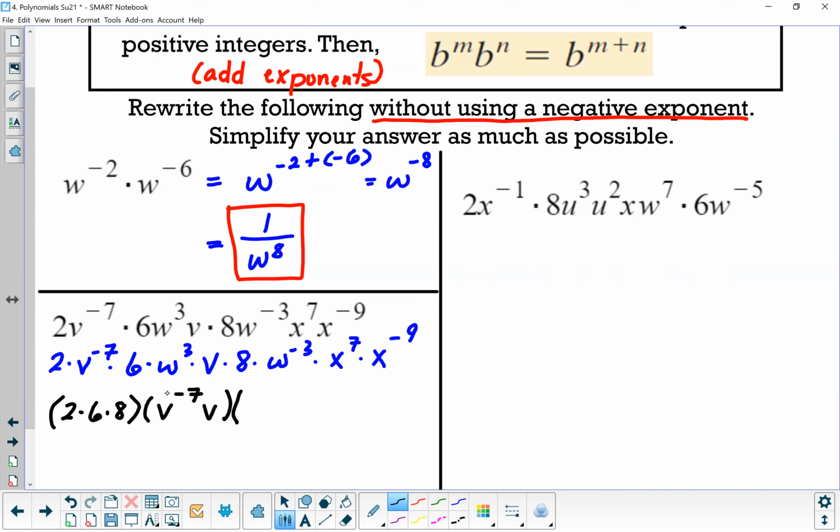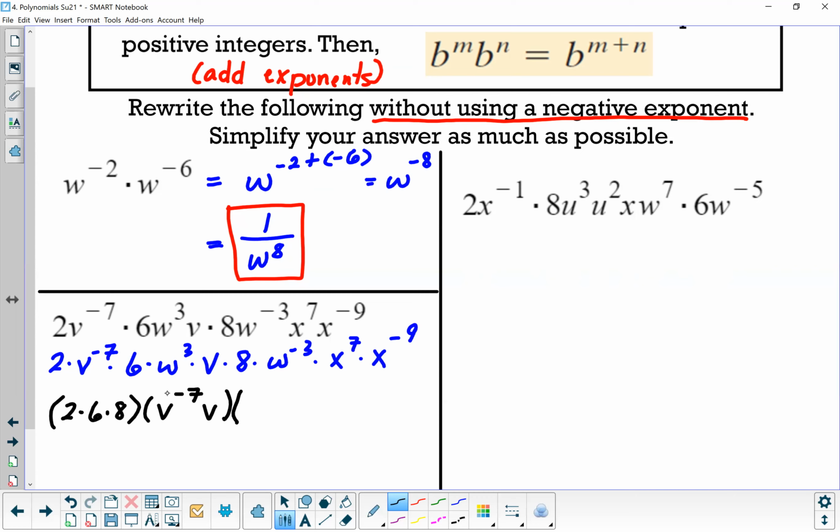Now v to the negative 7 multiplied to v to the first power. Add your exponents, so we have v to the negative 6. w cubed times w to the negative 3. Add your exponents, so we have w to the 0 power. x to the 7 times x to the negative 9. Add your exponents, so we have x to the negative 2.